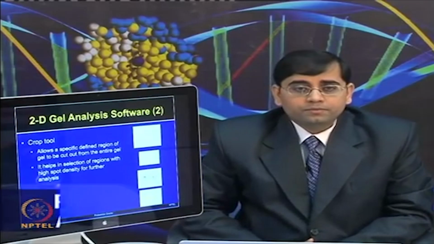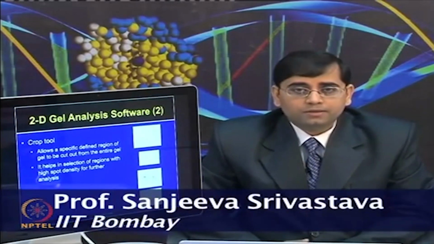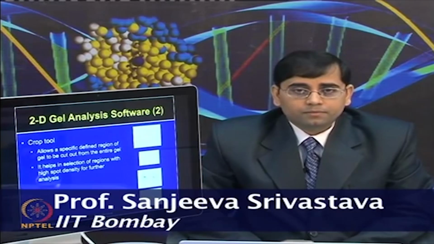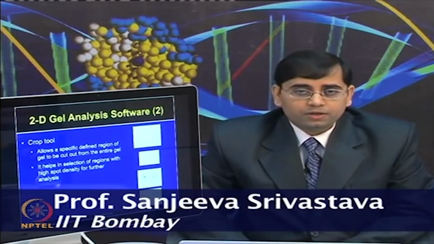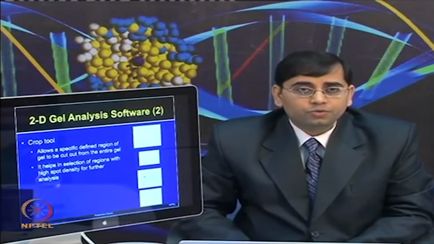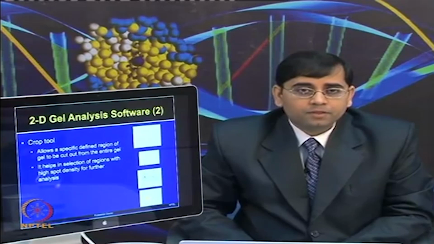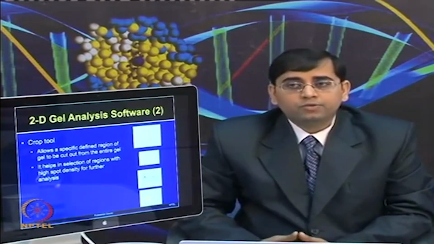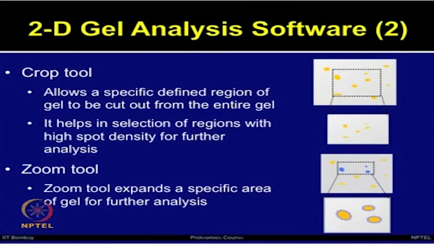The crop tool is the first part which you would like to use. If in your gel you have some extra regions where you do not have any spot of interest, probably you would like to crop those regions and crop both your control and treatment gels uniformly. So, this crop tool allows a specific defined region of the gel to be cut from the entire gel. It helps to select the region with the high spot density, which can be used for further gel analysis.